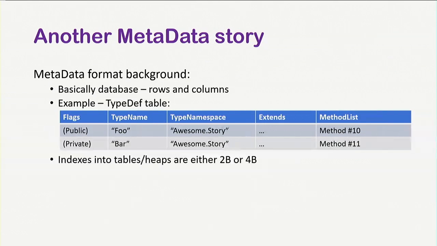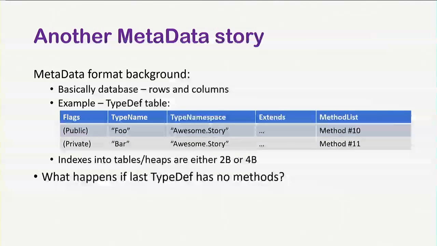If it has no methods, let's say foo has no methods, it means that the next one, the bar, would be method #10 as well. Which means you would say, hey, I start at 10, but I also end before 10, which means I have a zero method list. Pretty simple. So it's basically about the last type def. I can't even read my slides, I apologize.